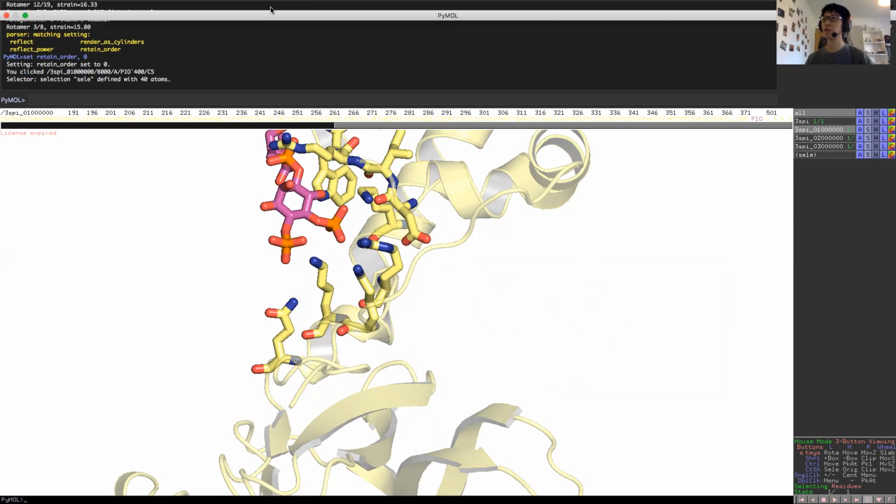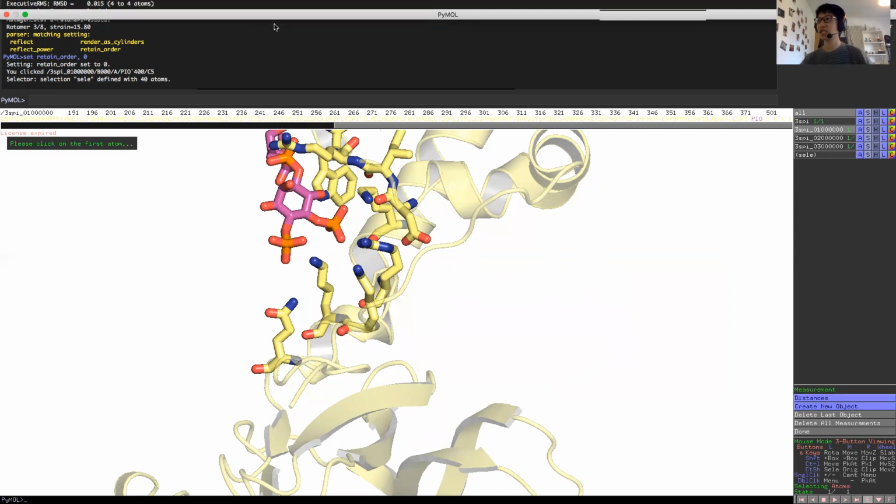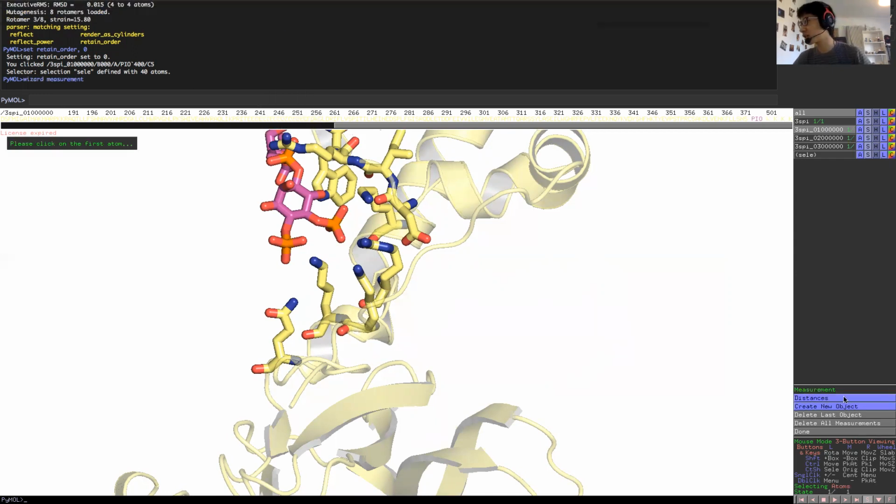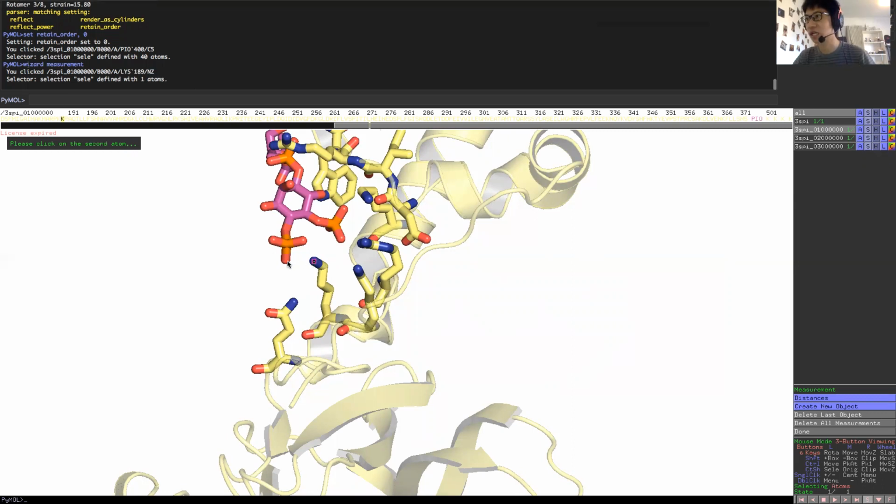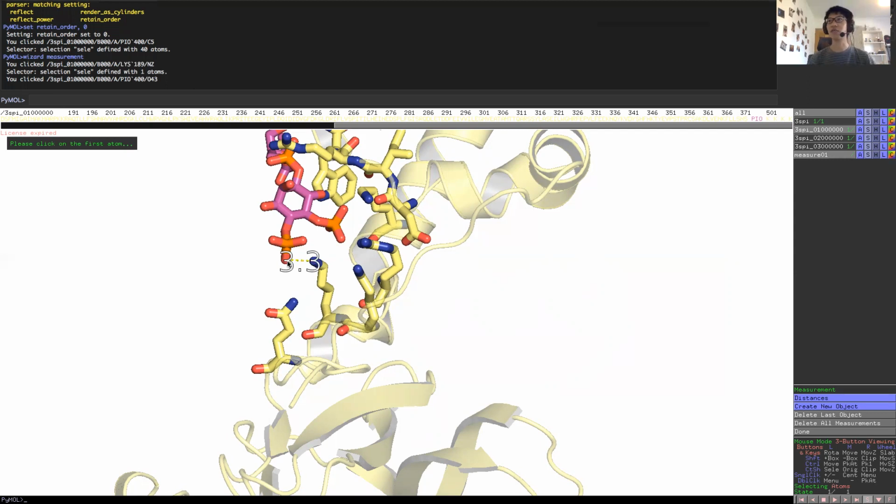But what we can do is go to wizard, measurement, and look here, you have distance, so you can measure the distance between this nitrogen here and the oxygen here. And here we show it's only about 3.3 angstrom, so they're definitely making contact.